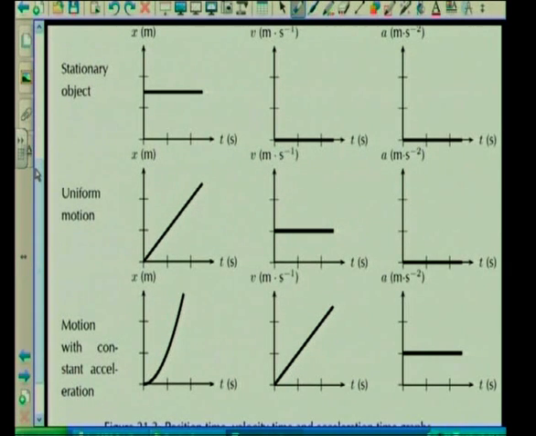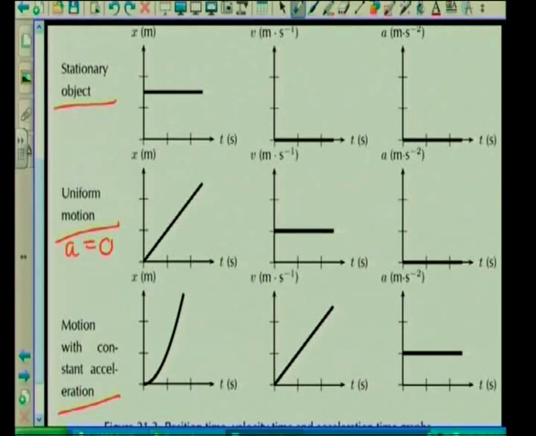There are only three types of motion: stationary objects, uniform motion, which means acceleration equal to 0, and motion with constant acceleration. So that means my object can be speeding up, it can be slowing down, but the acceleration value stays the same. When we look at a stationary object, that means it's not going anywhere. That's the easiest out of all the graphs, because no matter how long we sit there, we just sit in there. So it's a straight line, horizontal straight line at one position.